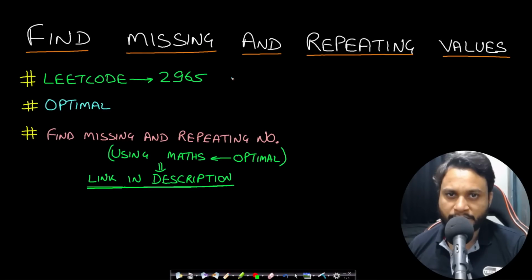Guys, welcome back to TechDose, and in this video we will look at find missing and repeating values, which is from Leetcode number 2965. Well, I have already made a video on find missing and repeating number where I have explained the optimal maths technique in order to solve this same problem. So I will be sharing the link for this in the description below. So here we will be looking at another optimal technique.